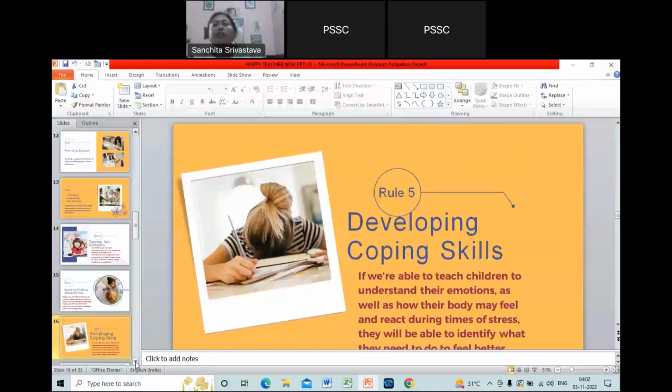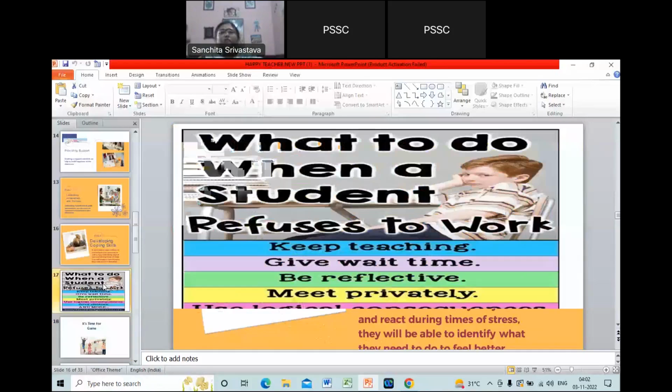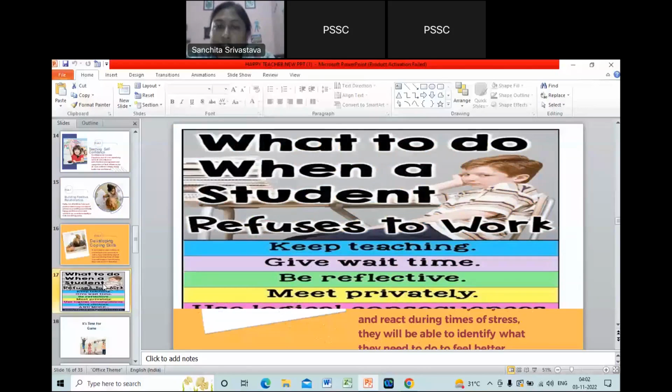Now here's an activity. What to do when a student refuses to work? Now what do we do? If a particular student refuses to work, will not study, what will we do? Should we keep teaching? Should we give them time? We can be reflective, meet privately, use logical consequences, give choice and more. So what is to be done?